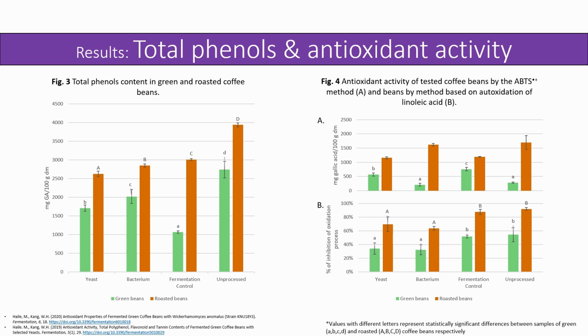In case of antioxidant activity on the right side, we can see that the fermentation caused a decrease of activity in case of inhibition of linoleic acid oxidation compared to fermentation control and unprocessed samples. In case of the ABTS method, we can however see that yeast fermented green coffee beans had greater antioxidant activity compared to the unprocessed sample.